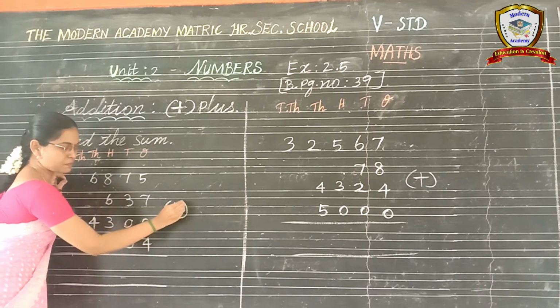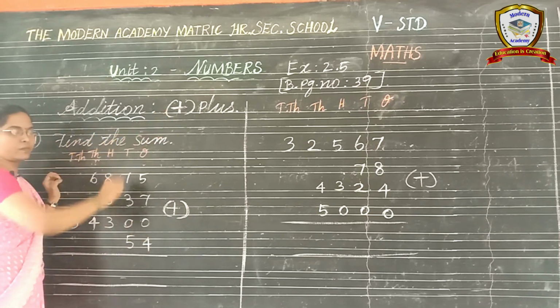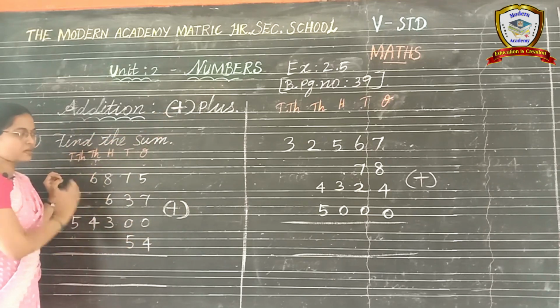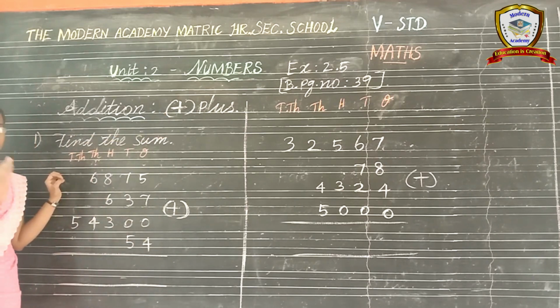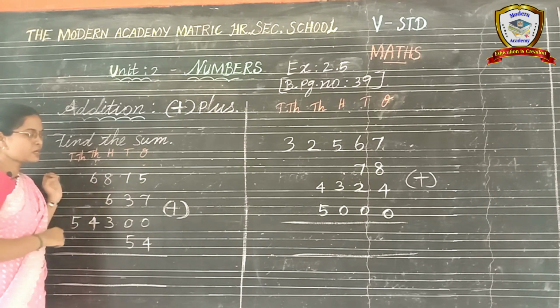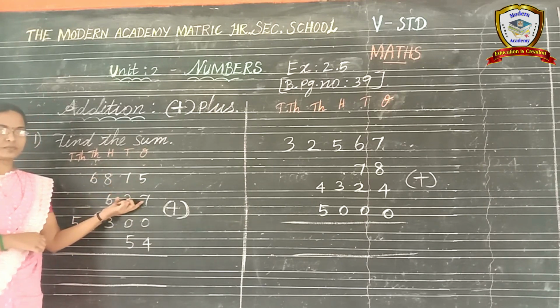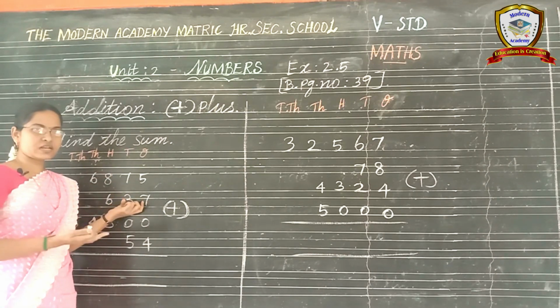This is the plus symbol. So addition is denoted by the plus symbol only. Now we are going to add these numbers. In addition, we always have to start from the ones place, from the right side only. So the first number here is 5. 5 plus 7 we have to add. If you want to use fingers you can use.